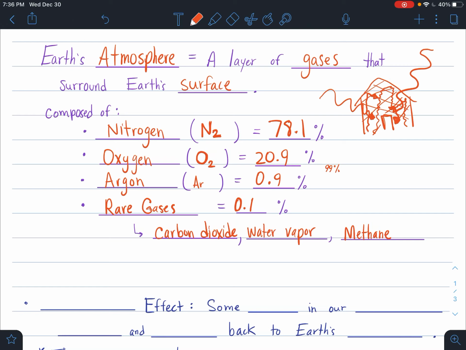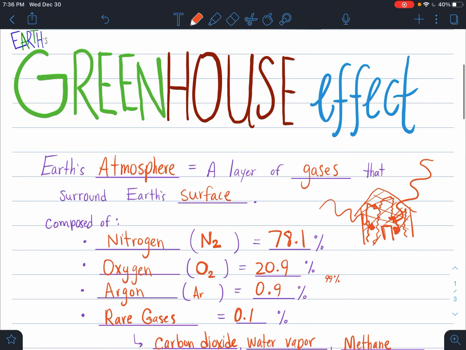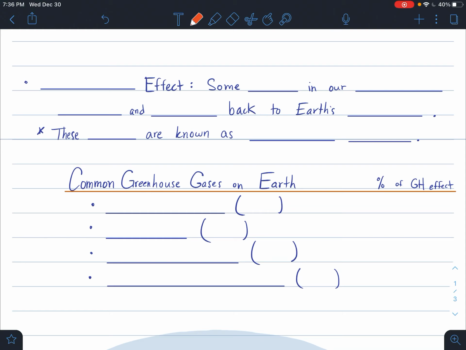But not all of these molecules in our atmosphere cause the greenhouse effect to occur. So let's dial in here and really get to know what we mean when we say the greenhouse effect. So let's define greenhouse effect. Okay, some gases, not all of them, some gases in our atmosphere absorb and also reflect back to Earth's surface.